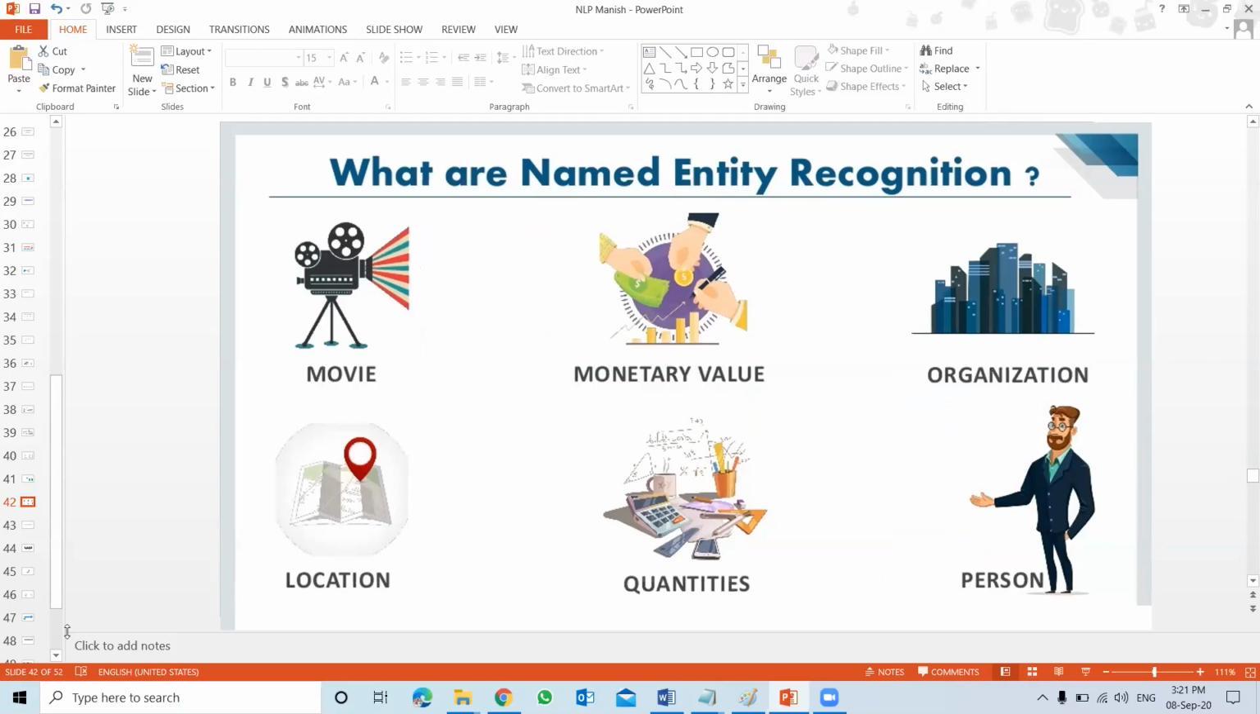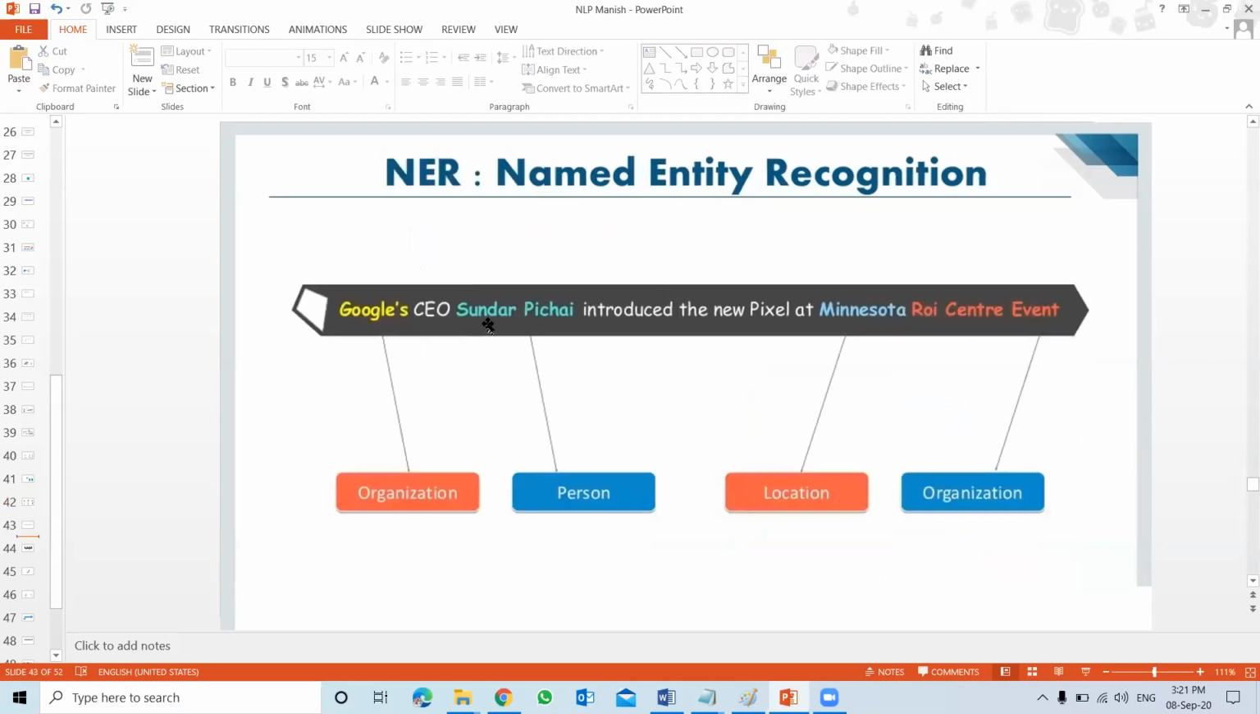Now let me give you one example: the Google CEO introduced the new Pixel at an event in this place. From the whole sentence, what is the location? What is the person? What is the organization? Organization means Google. The person is the one who introduced it. Location is this location. And the event is happening at that location by that user. All these operations we perform with the help of NER, called named entity recognition.